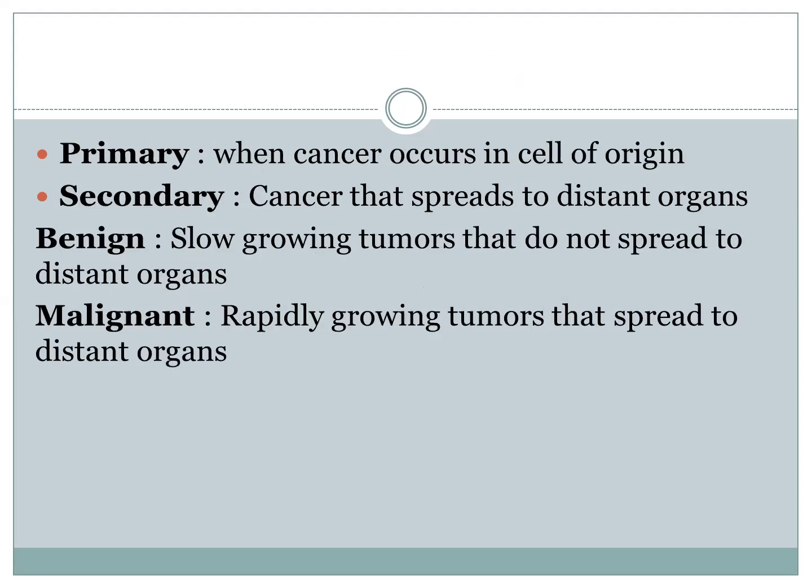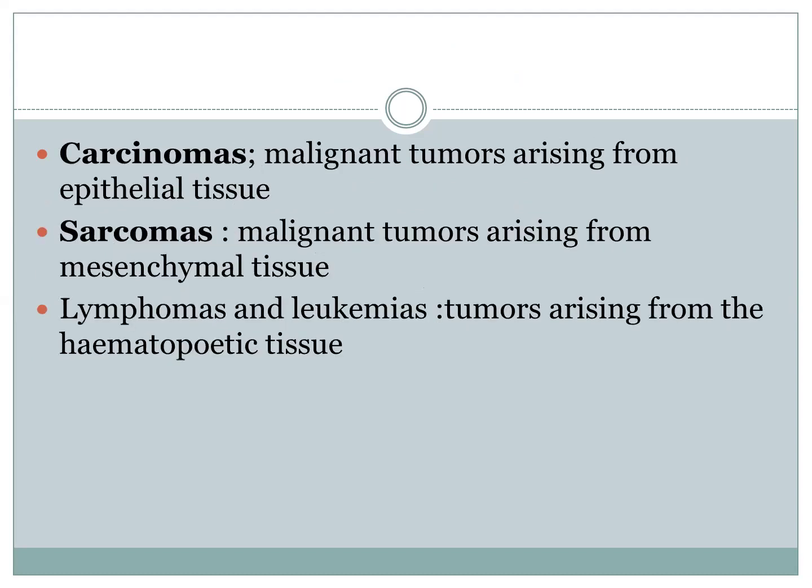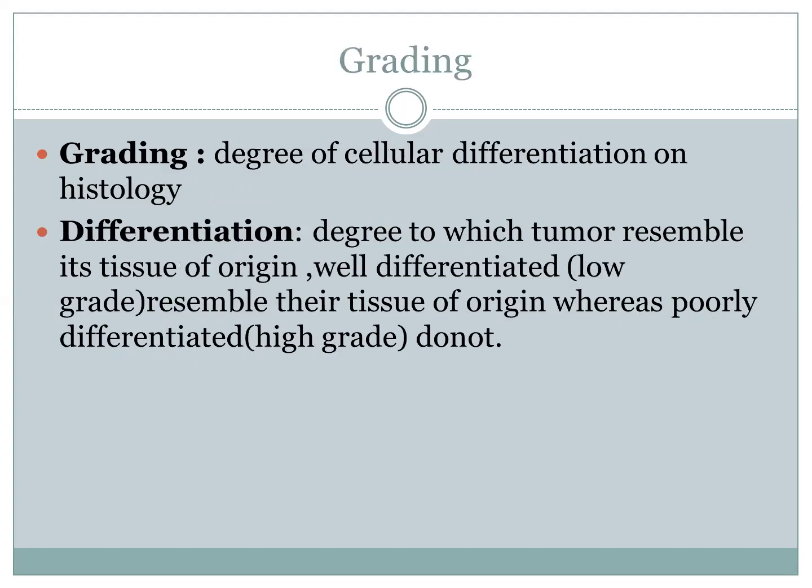Okay, so these are different terminologies that are used for primary site. When the cancer is reported in the cells of origin, it is called the primary site. The secondary site is that site in which cancer spreads to distant organs through metastasis. Benign and malignant we have already discussed. Carcinomas and sarcomas. Carcinoma, as I told you, implies that the malignant tumor is arising from epithelial tissue. Sarcomas means malignant tumors arising from mesenchymal tissue, and lymphomas and leukemias are tumors arising from hematopoietic tissues.